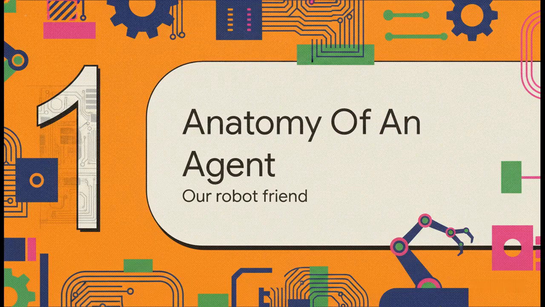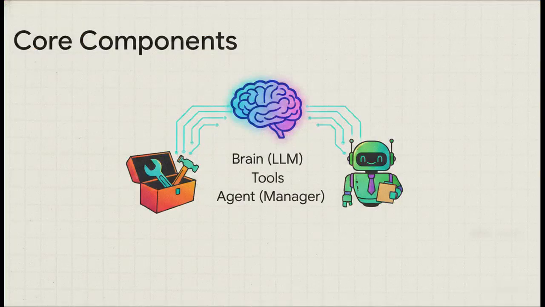Section 1. Anatomy of an agent. Let's deconstruct our robot friend. Okay, so our system boils down to exactly three fundamental components. First up, we have the brain, which is responsible for the actual reasoning and processing. Second, we have a toolbox. These are the actual tools that perform specific, tangible tasks. And finally, the agent itself. You can think of the agent as the manager or the orchestration engine. It connects the brain to the toolbox and makes the crucial decisions about exactly when a specific tool is needed.